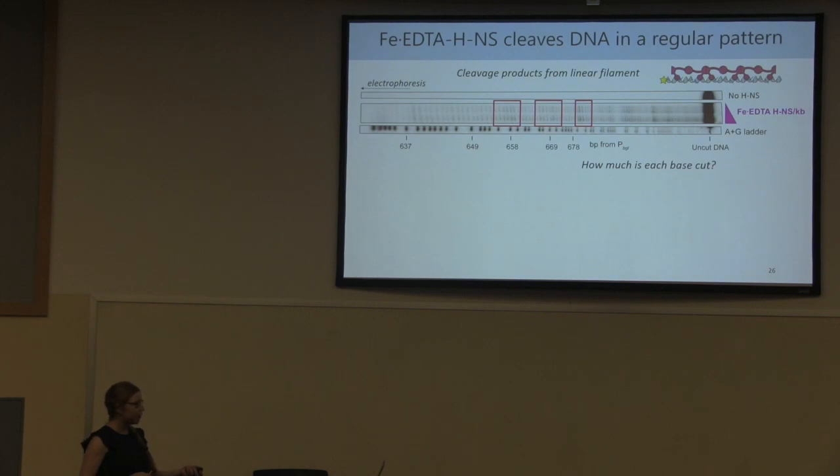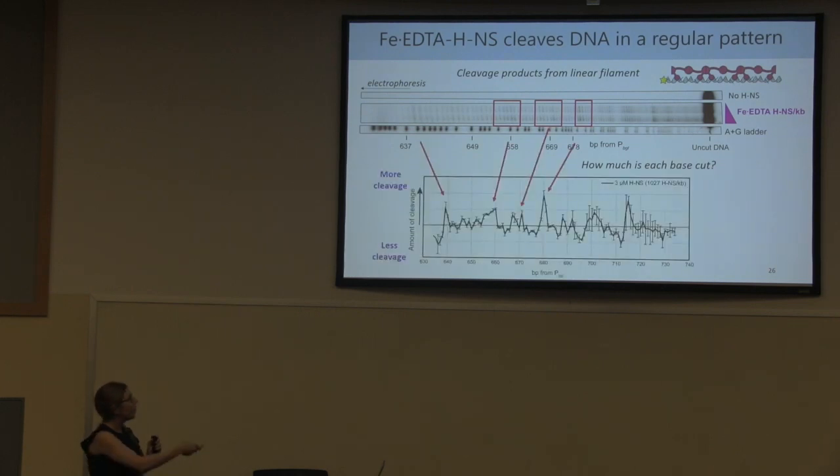And during that quantification, I can get a graph that looks like this, where the location of the base is on the x-axis, and the y-axis is showing me bases that have less cleavage to more cleavage. And what I observed was there were distinct bases that were being cut more than others. And so I've indicated those with these red arrows here.